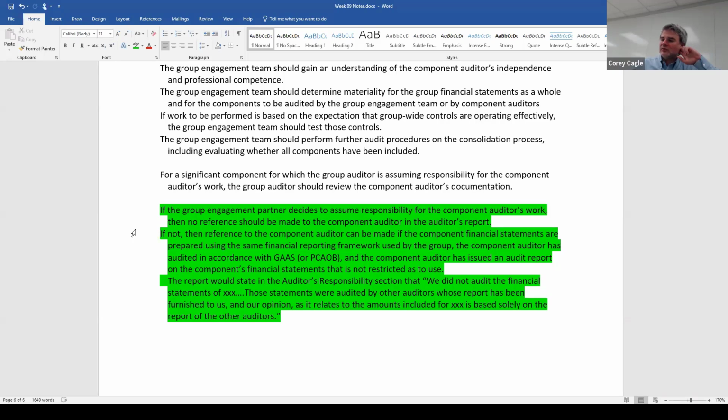And the report would say something like, we did not audit the financial statements of whatever component. Those statements were audited by other auditors whose report has been furnished to us, and our opinion as it relates to the amounts included is based solely on the report of the other auditors. So you're kind of dividing responsibility here a little bit. You're taking responsibility for all of this, and then they're taking responsibility for this. It's kind of interesting, right?